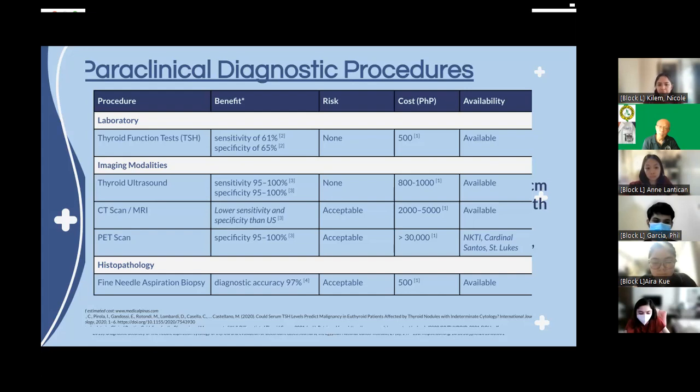Everybody gets the indications for the paraclinical. Yes po, sir. Okay.